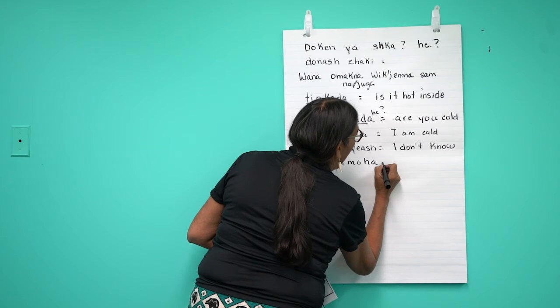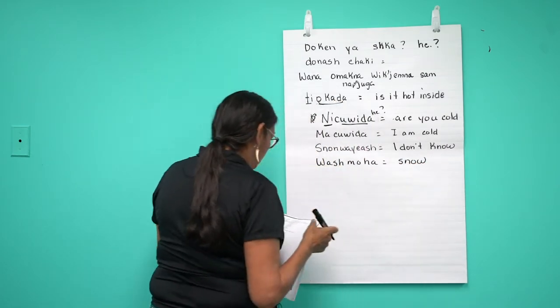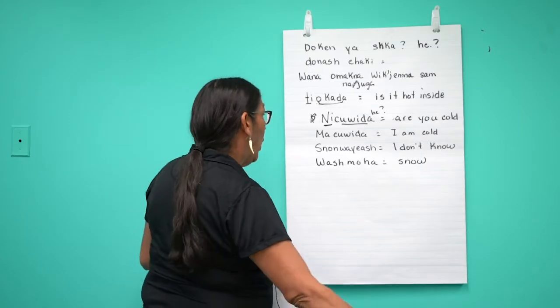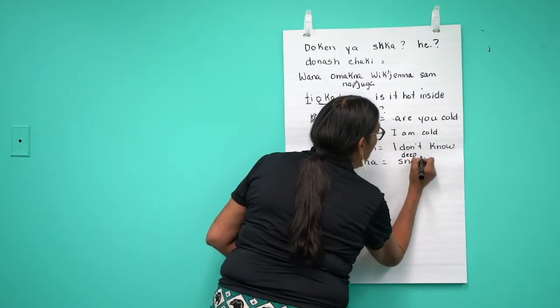Washmoha. And that means to have lots of snow. The snow is deep. Washmoha. That is deep snow.